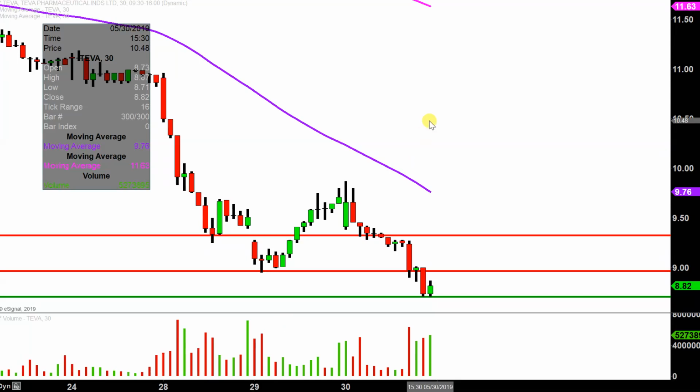So the bloodshed continues. The bears remain in full control. But the interesting part with these setups from a trading perspective is that they can produce some very nice bounces. I mean, that bounce right there, from a percentage standpoint, was a very nice bounce. Now, of course, it was just a dead cat bounce, but that doesn't take away from the fact that overall, that was still a nice little bounce.